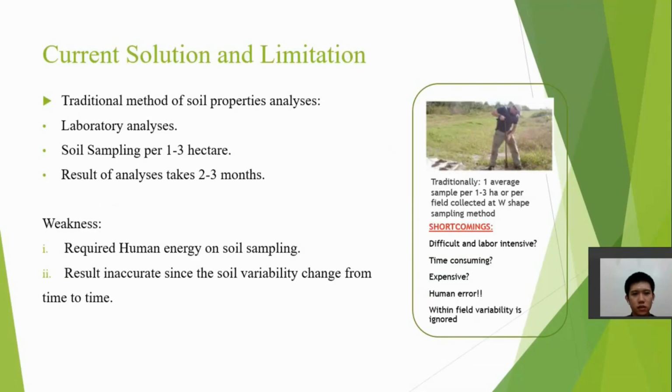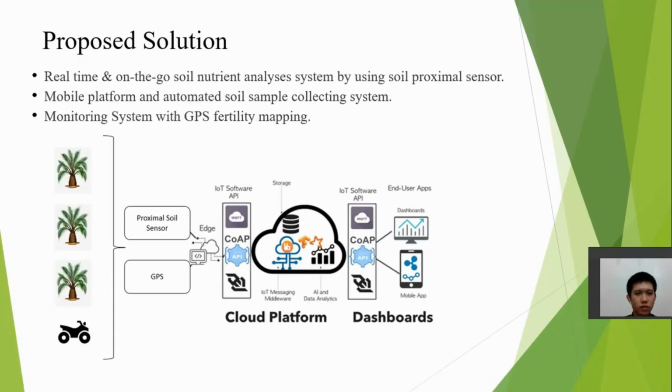So he decided to send some soil samples to the laboratory to analyze the soil properties in his field. However, the result of the laboratory analysis takes about 2 to 3 months to be completed. The weaknesses of the laboratory analysis are that it requires a large amount of human energy during the soil sampling process, and the result is inaccurate since the soil variability changes from time to time, and the time taken for the analysis is too long.